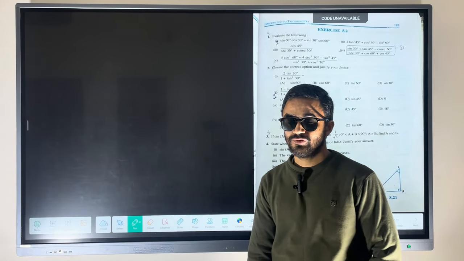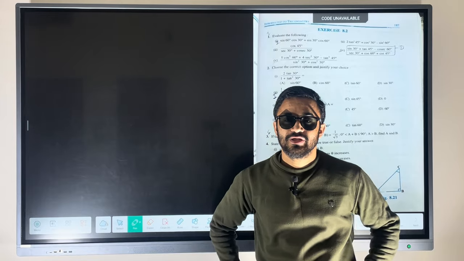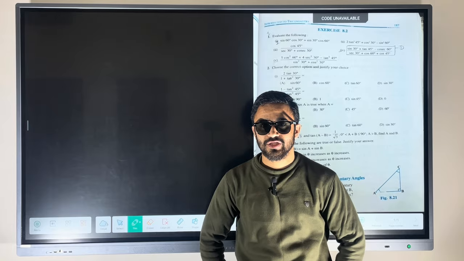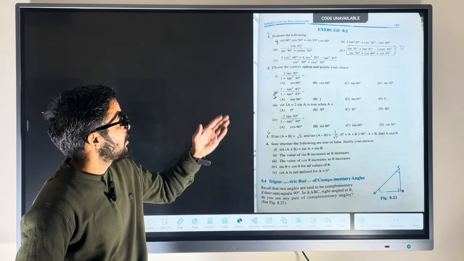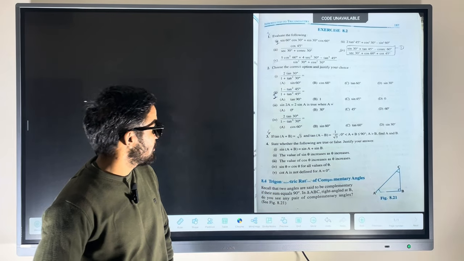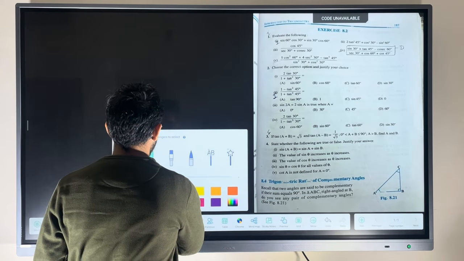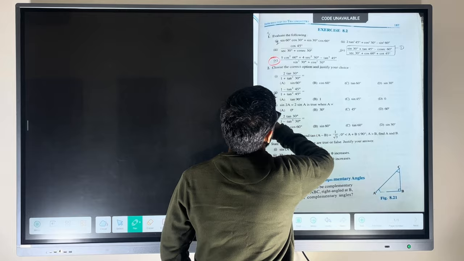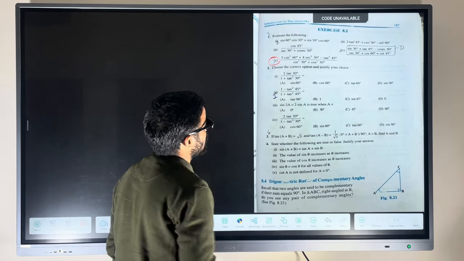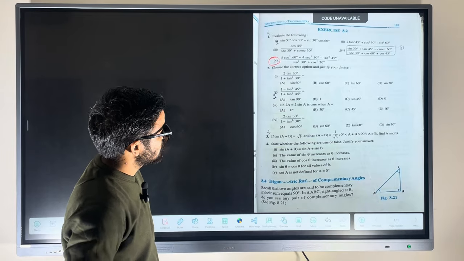Hello everyone. Yesterday we found the values of trigonometric ratios at different angles, and we also did some questions of exercise 8.2, up to the first five parts, I think. Okay, so today we will do question number 2, and these questions are based on options.